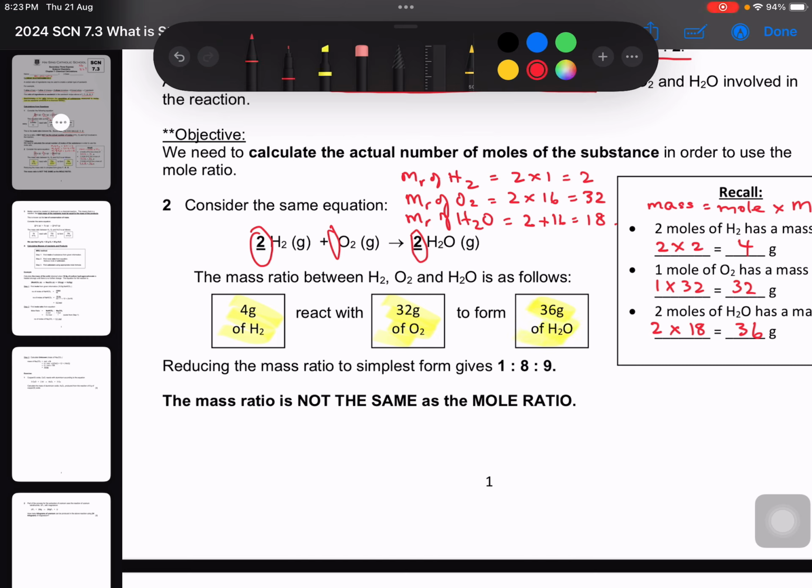So the first step is done. We calculated the moles of CuO. Now step 2. Step 2, we need to find the ratio of moles.